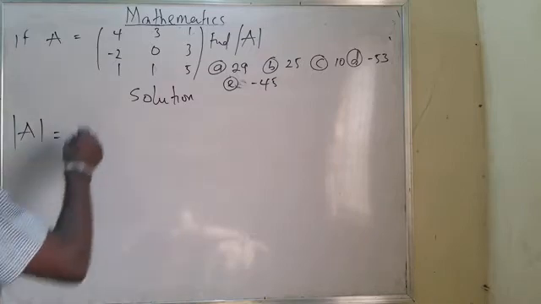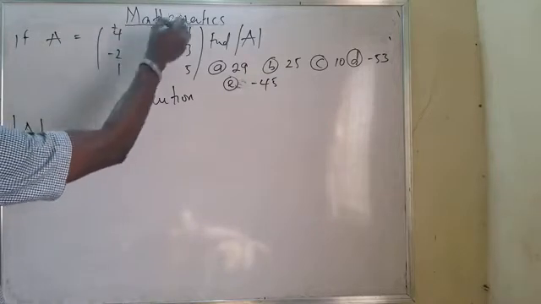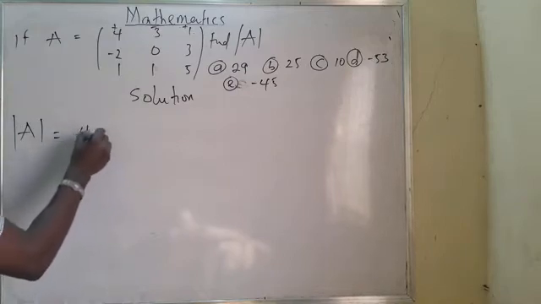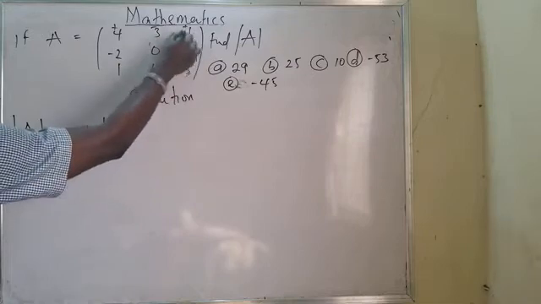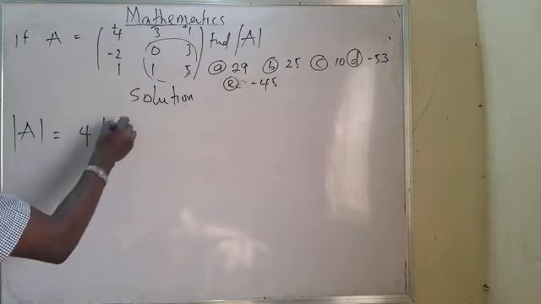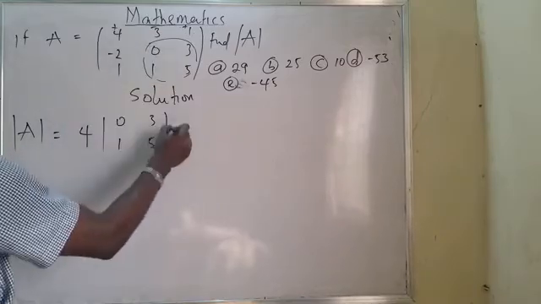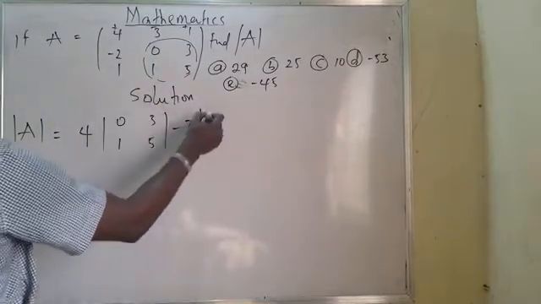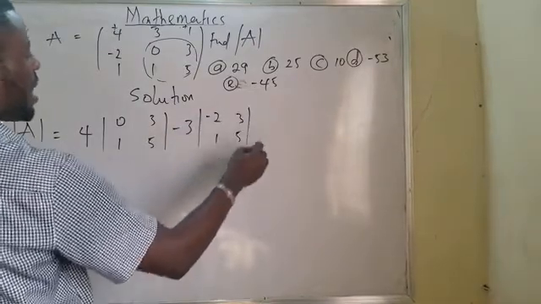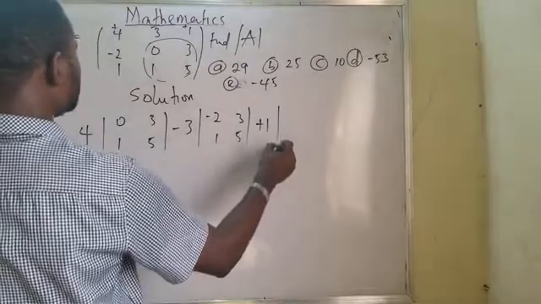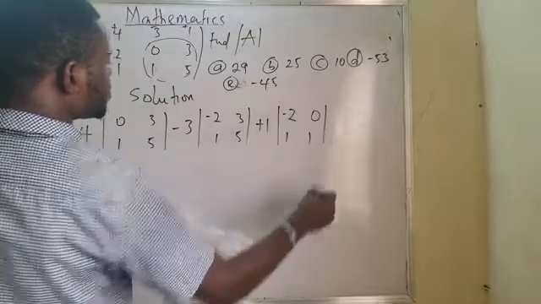Now, the first thing is, don't forget your plus, minus, plus. Very important. Now, for this one, you can only see this one. It means 4 of this, which is going to be 0, 1, 3, 5. The next one will be minus 3 and minus 2, 1, 3, 5. And the next one will be plus 1 and minus 2, 0, 1, 1. That is all about that.